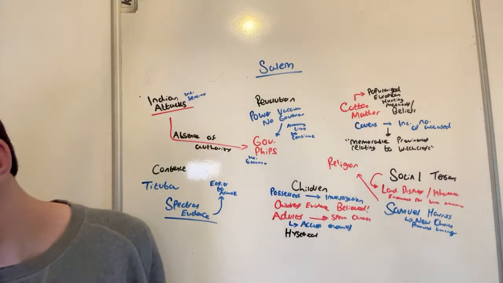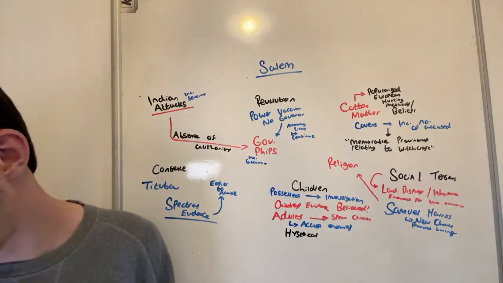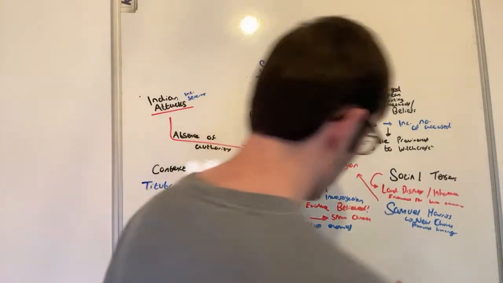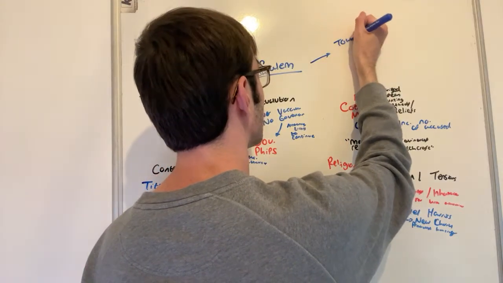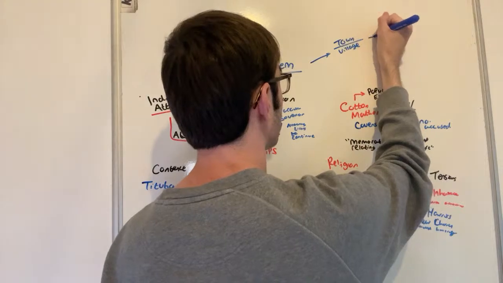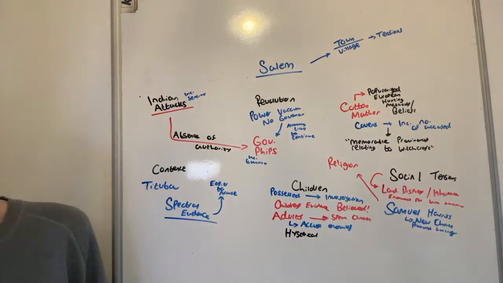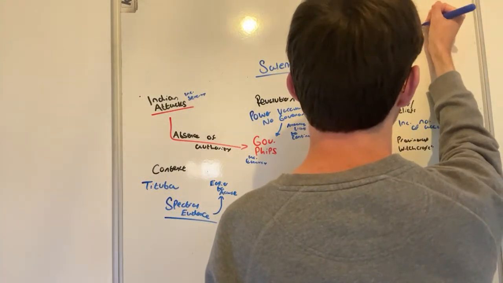Okay. Social tension existed between the town and the village, where jealousies and tensions between families drove accusations. So yes, Salem, there was the town and the village. And in both of these, there were tensions over things like land. Jealousies and tensions.